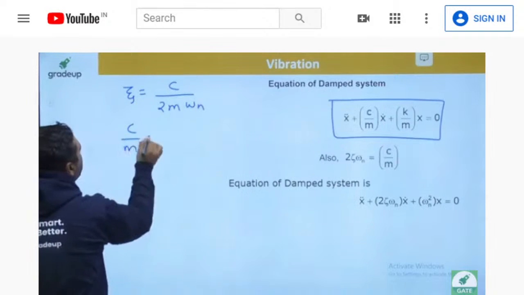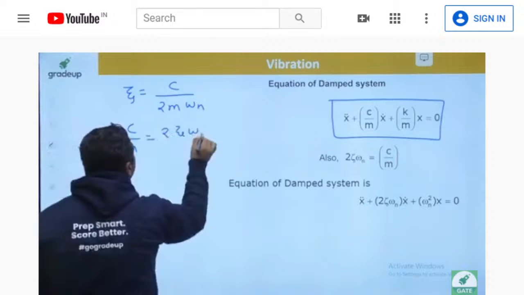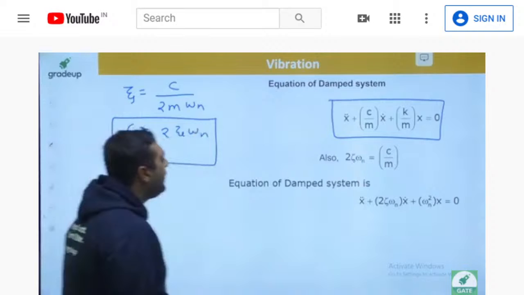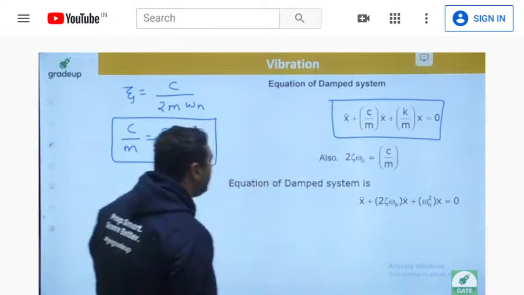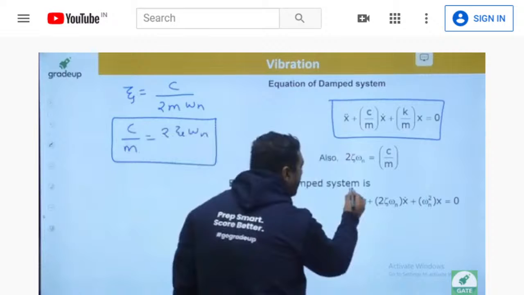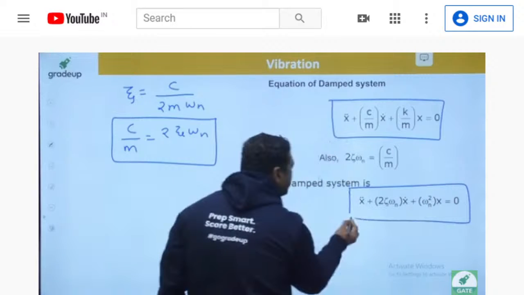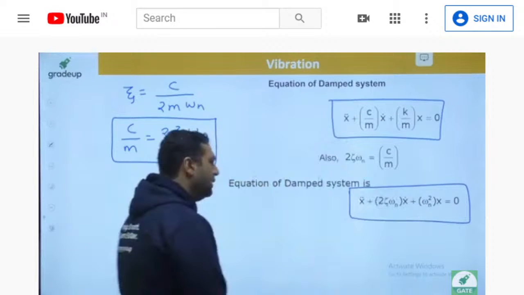Let us put the value of c by m equal to 2 zeta omega n. So you will be getting the new equation: x double dot plus 2 zeta omega n x dot plus omega n square x. Why is it omega n square? It is k by m.